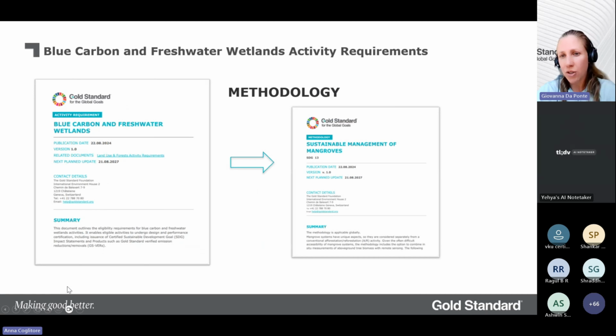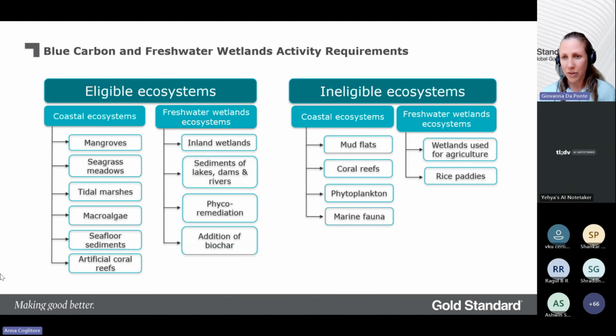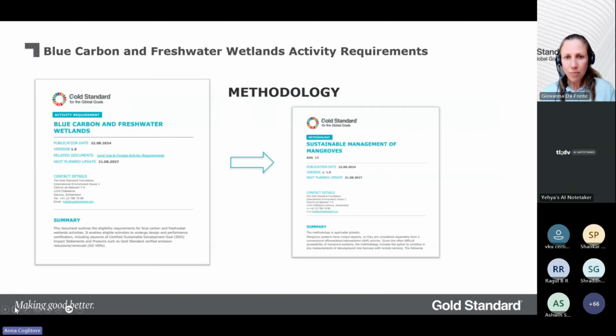This one is just to mention that we do have one activity requirements document, the blue carbon one, and only one methodology so far under this framework, which is the Sustainable Management of Mangroves, which is going to be presented in a couple of minutes by my colleague. Then we move forward to the next slide, please.